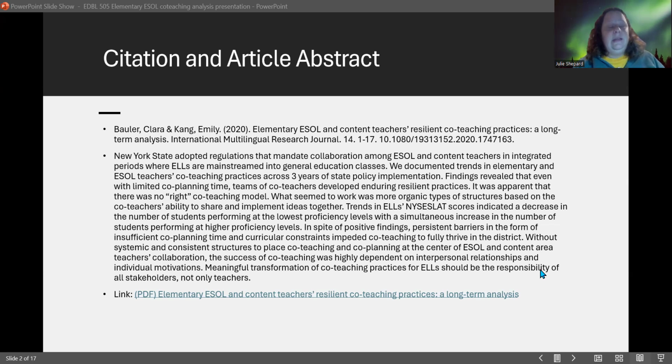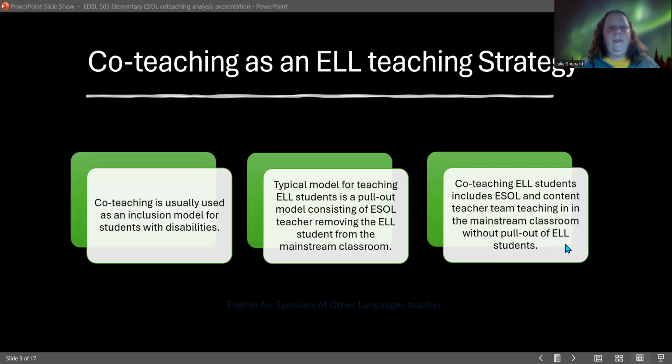New York State, this is based on a study done in the state of New York after they adopted regulations that mandated collaboration among ESOL and content teachers in integrated periods with ELLs in the mainstream classroom. This is their research and how it looked like in co-teaching.